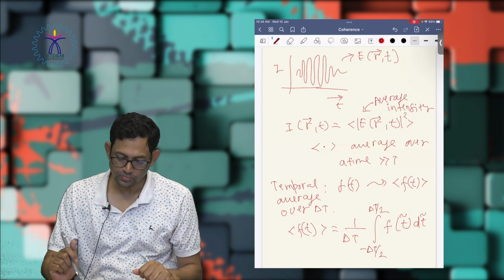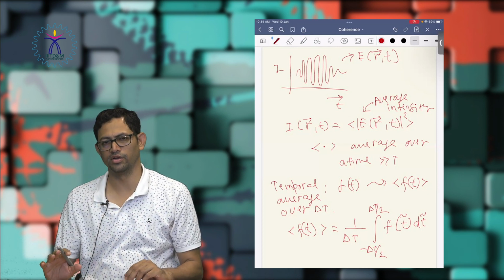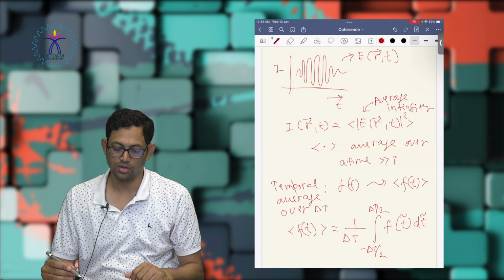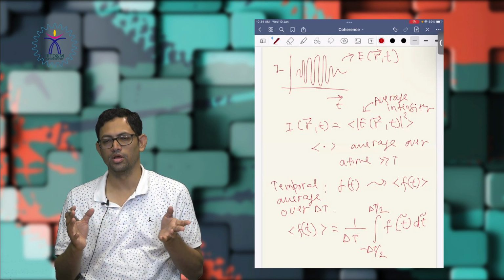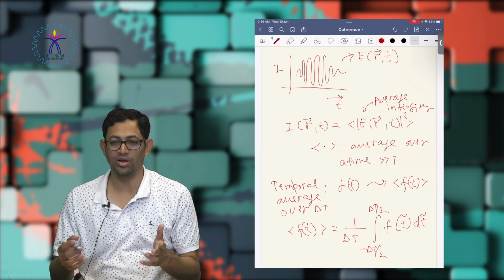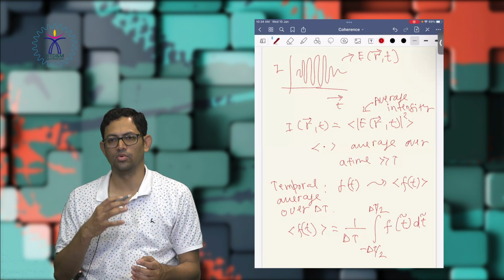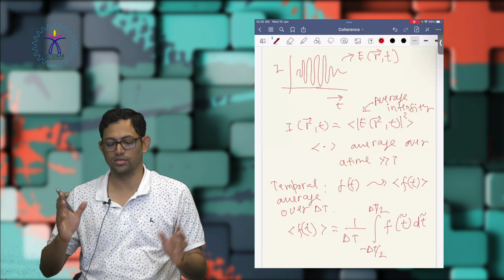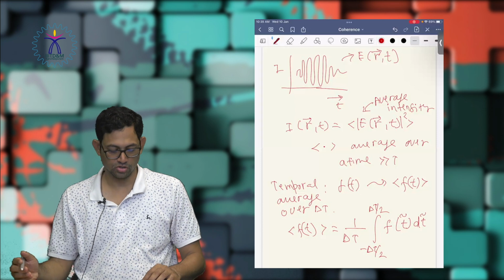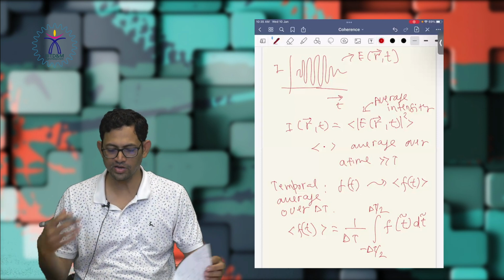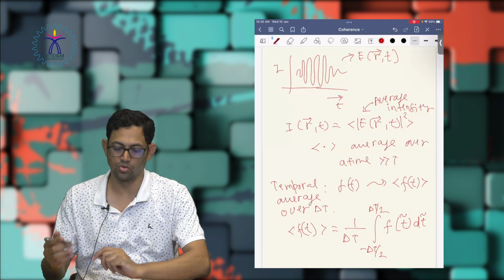So instead of working with instantaneous fluctuations of your electrical field, we now work with the average intensity, that is nothing but the square of your electrical field, and the temporal average of your electrical field, that is nothing but 1 over delta t, the time that you take, integrated from minus delta t to plus delta t, f of t dt. So we will use this definition to go ahead and define the coherence.